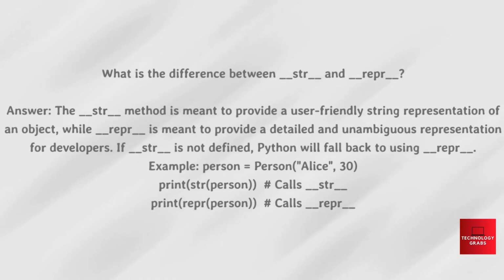What is the difference between __str__ and __repr__? Answer: the __str__ method is meant to provide a user-friendly string representation of an object, while __repr__ is meant to provide a detailed and unambiguous representation for developers. If __str__ is not defined, Python will fall back to using __repr__. Example: person = Person("Alice", 30), print(str(person)) # calls __str__, print(repr(person)) # calls __repr__.